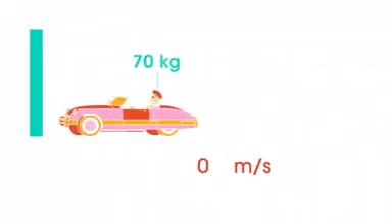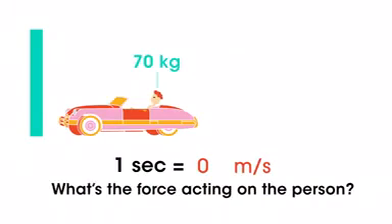Imagine a person with a mass of 70 kilograms is travelling in a car at 15 meters per second. The car comes to a complete stop in 1 second. What's the force acting on the person? Pause the video while you work it out.